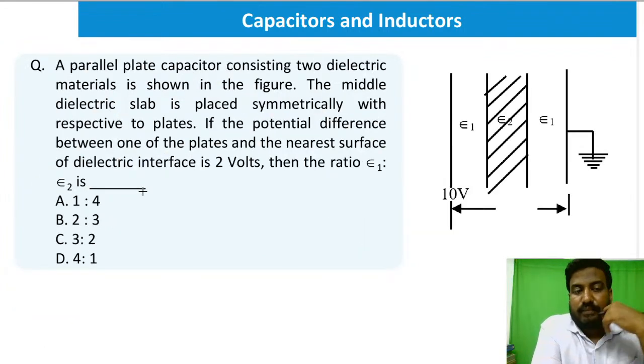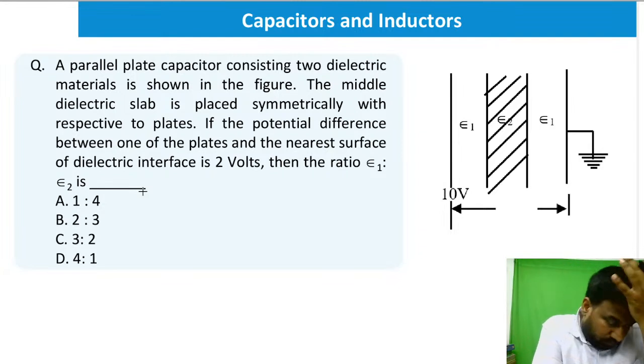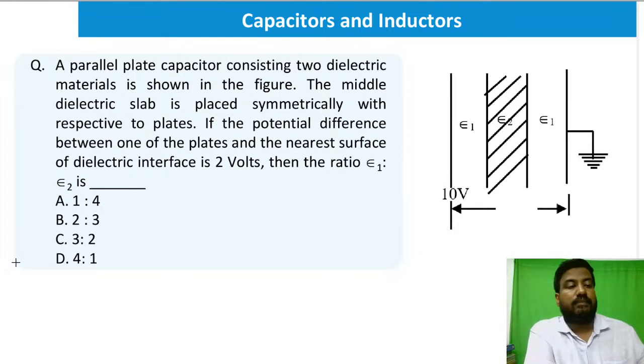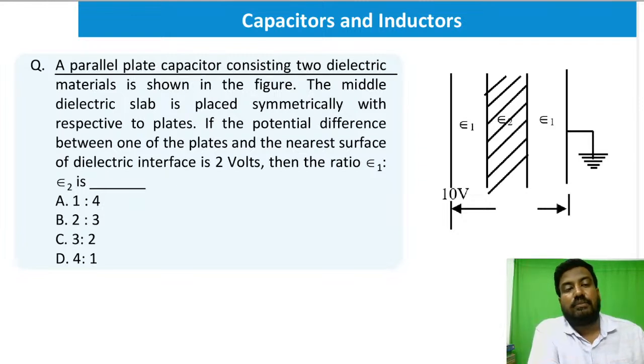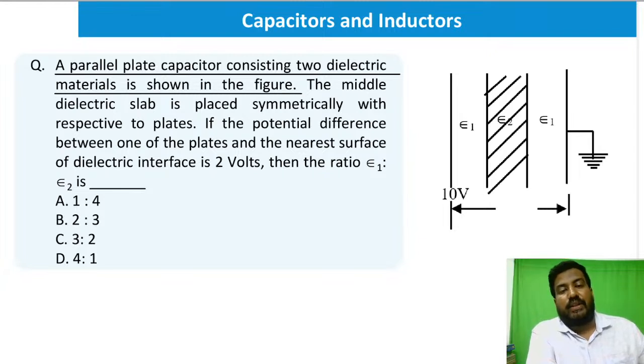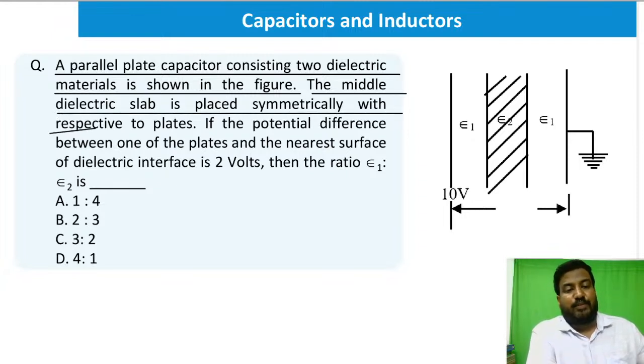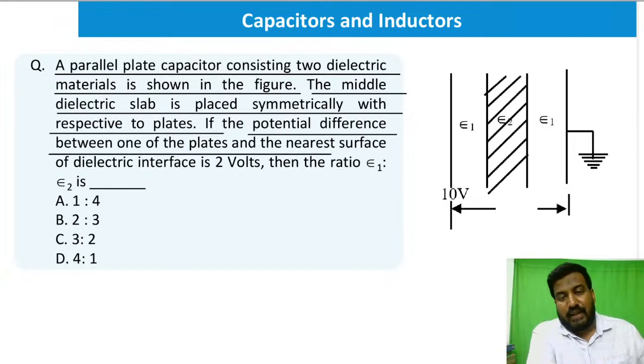Try and solve this. A parallel plate capacitor consisting of two dielectric materials is shown in the figure. The middle dielectric slab is placed symmetrically with respect to the plates, at equal distance. If the potential difference between one of the plates and the nearest surface of the dielectric interface is 2 volts.